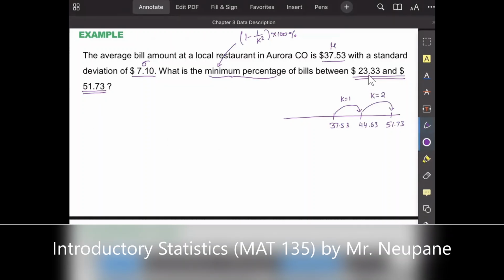Now the other value is 23.33. Let's try to go 2 standard deviations down. Here we have 37.53. Now we are going down, so subtract 7.10. What do you get? 30.43. When we go 1 standard deviation down, that is not 23.33. So let's go one more time down, so minus 7.10. 23.33.